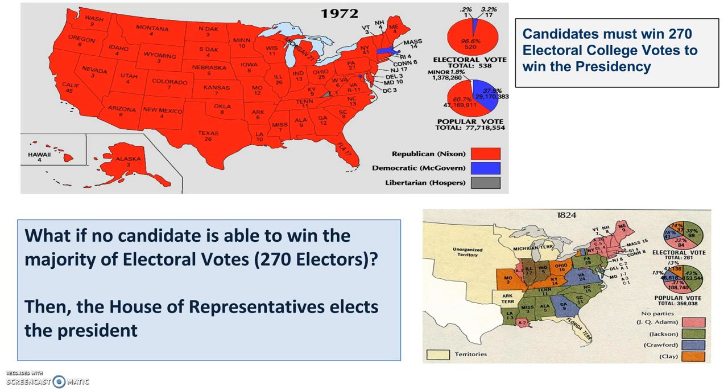Most of the time it's pretty easy for a candidate to win 270 Electoral College votes, even if it's by a small margin. Sometimes it's not possible or it doesn't happen. So what happens if nobody gets to 270 Electoral College votes? Well, the rule in the Constitution says that the House of Representatives picks the president.